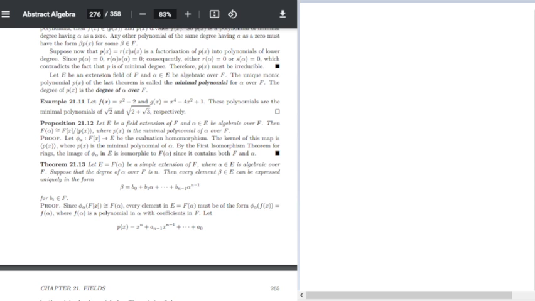Proof. Let phi_alpha from F[x] to E be the evaluation homomorphism. The kernel of this map is (p(x)), where p(x) is the minimal polynomial of alpha. By the first isomorphism theorem, I should probably write this down. So we have evaluation from F[x] to E, the evaluation at alpha, and the kernel.